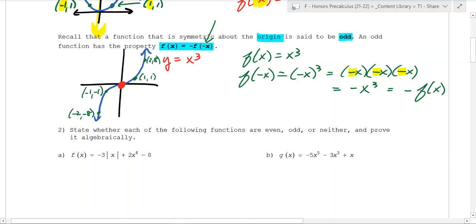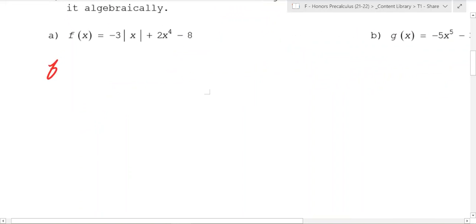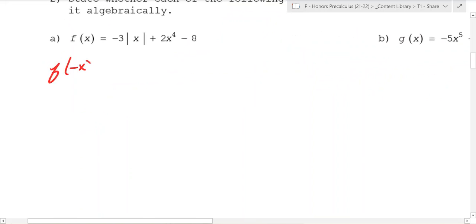Okay, so let's look at some examples. These want to know whether or not the function is even, odd, or neither and prove algebraically. So you're plugging in negative x. Let's zoom in here and take a look. What happens when you plug in negative x for x? Well, here's x, and I like putting parentheses around it just to be certain, or if it's already in an absolute value. So negative x, and I'll stay with red here for consistency. Absolute value of negative x plus 2 times negative x to the 4th minus 8.